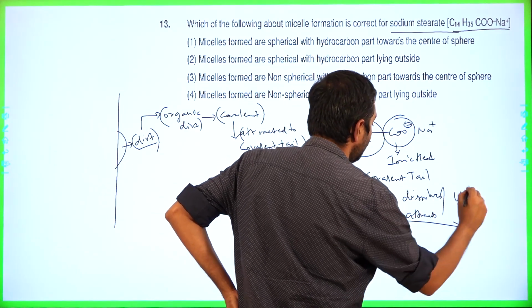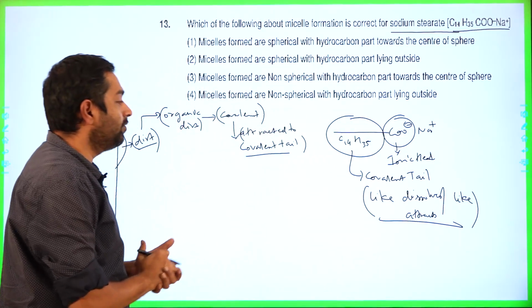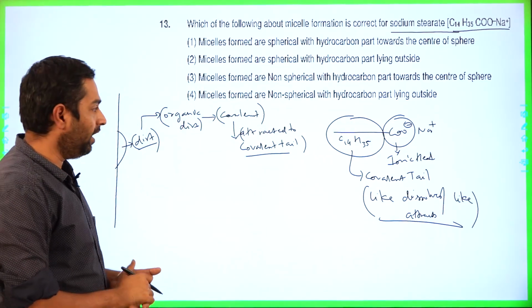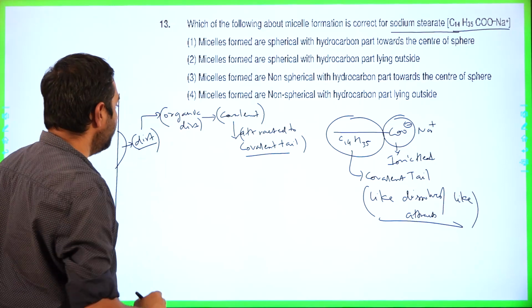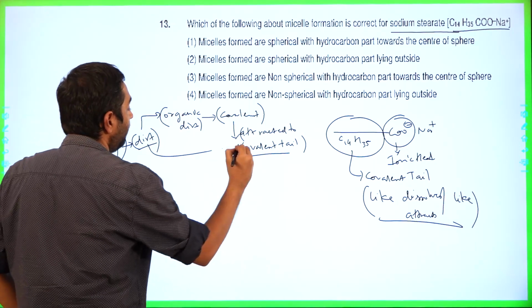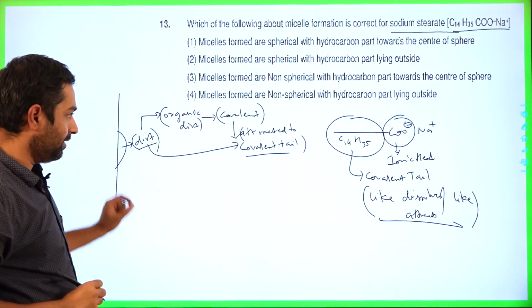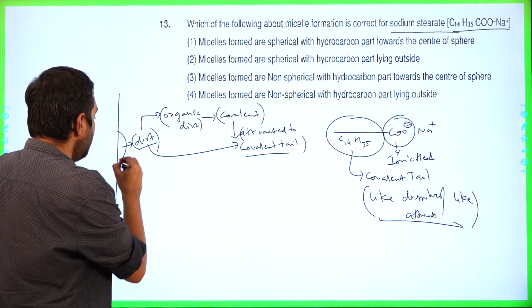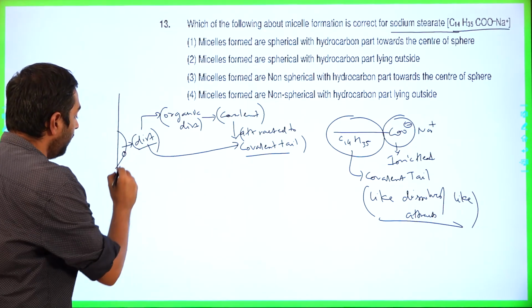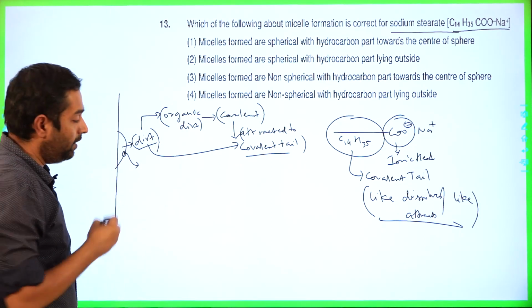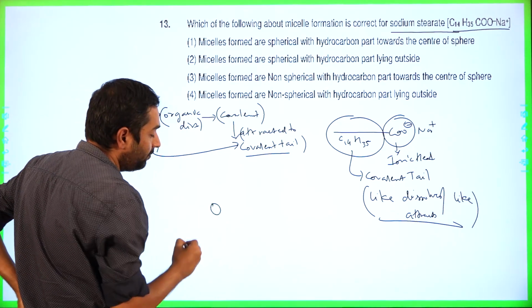That is a principle I am using in this particular case. So if like is going to be dissolving or attracting like, the dirt is going to be attracted to the covalent tail in this case. So how is the micelle going to be formed? A tiny piece of this dirt particle will basically come out. When it comes out, I will end up having this dirt particle.